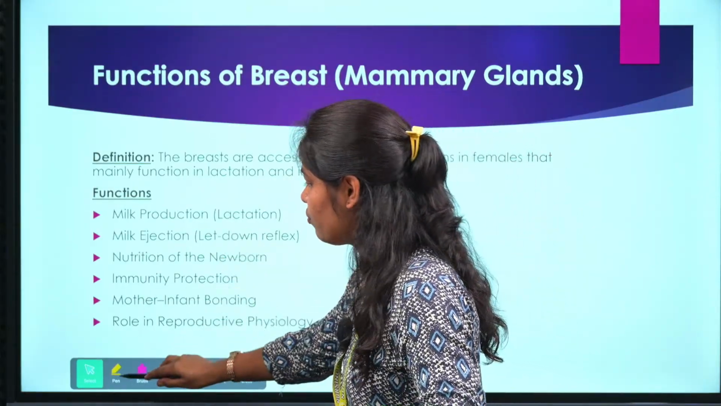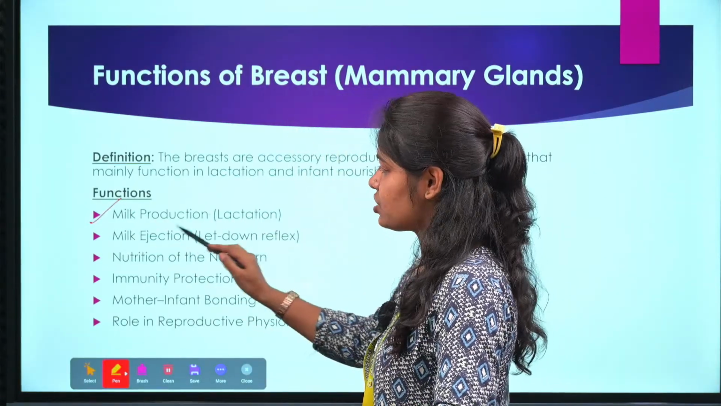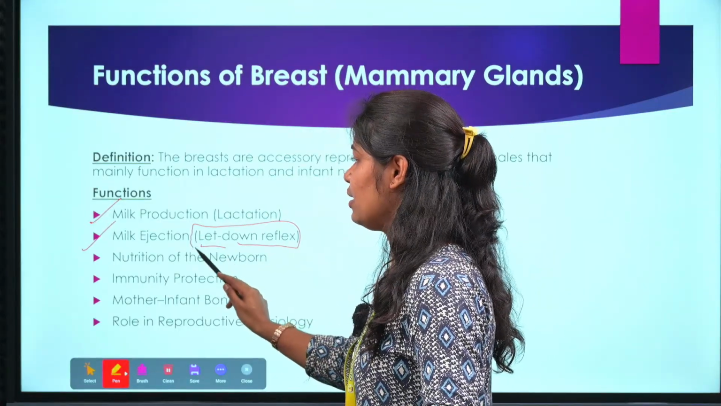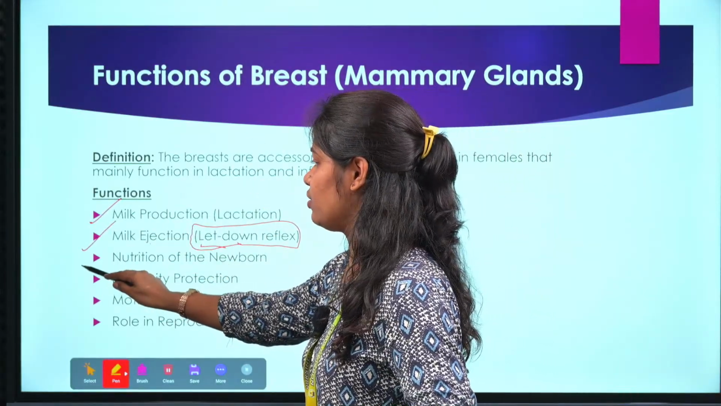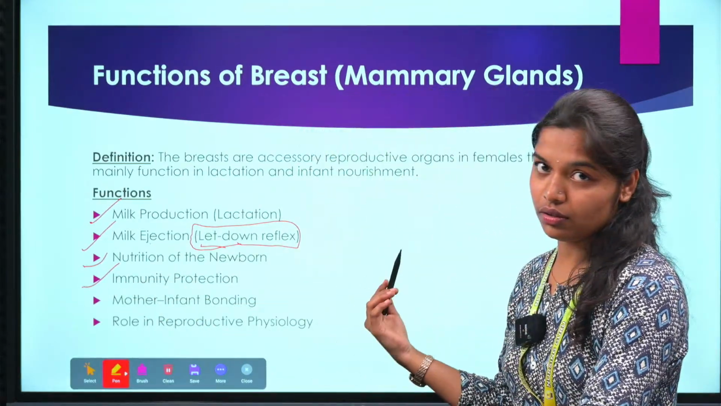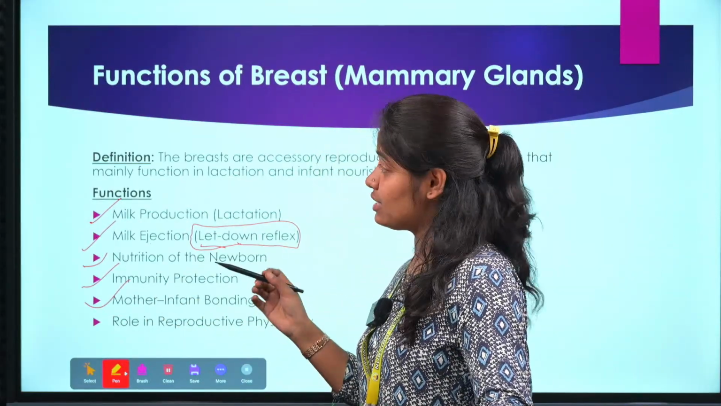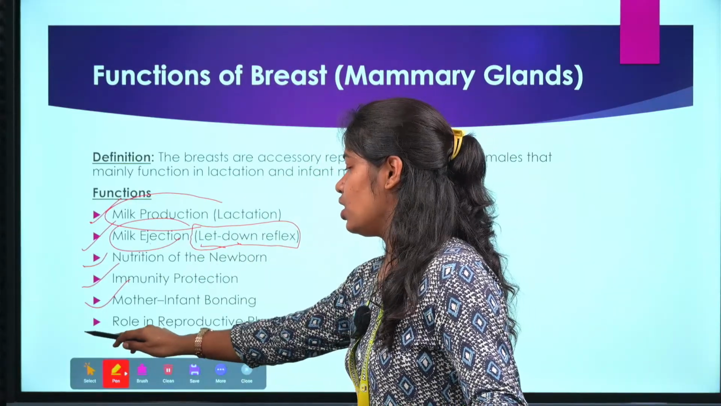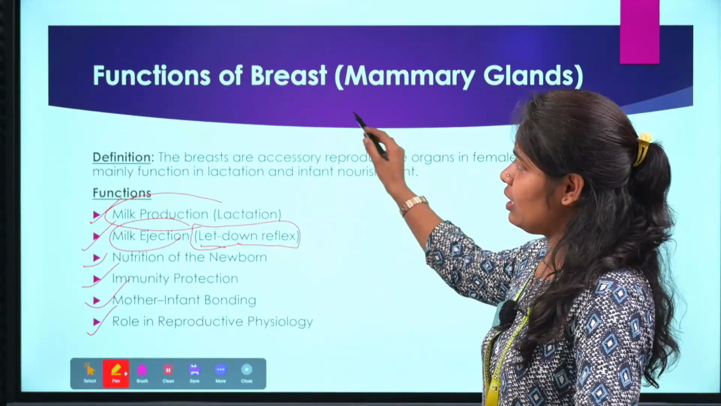The functions of the breast: first one, milk production, which we call lactation. Milk ejection, we call it let down reflex. After the delivery, milk is going to eject from the breast. Third, nutrition of the newborn, then immunity protection in both the infant and the mother. Then mother-infant bonding develops from the milk production and milk ejection. Then role in reproductive physiology. These are all the functions done by the breast.